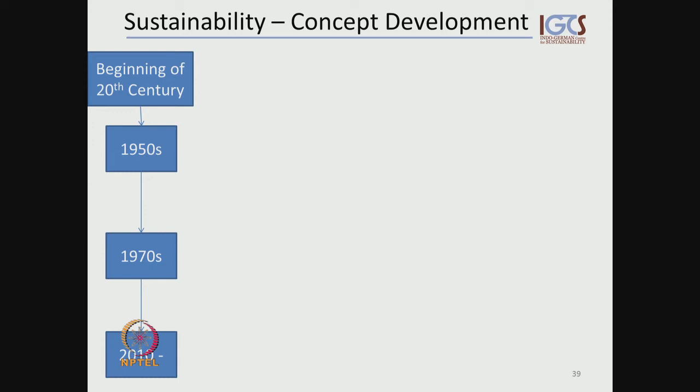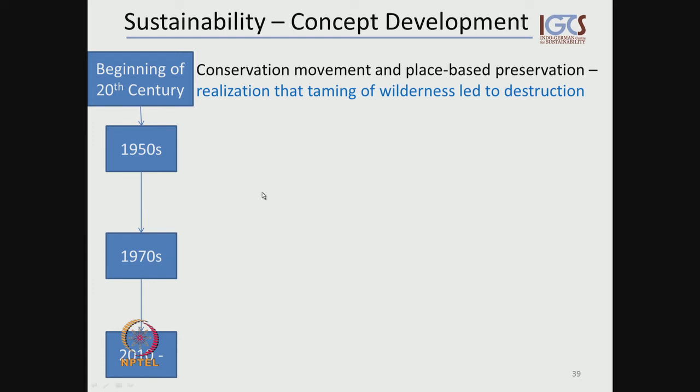Now, we can look at the development of the sustainability concept, and this starts around the beginning of the 20th century with the conservation movement and so-called place-based preservation. At that time, many protected areas and forest reserves were created, and this was when people started realizing that by trying to tame wilderness, we actually caused destruction.